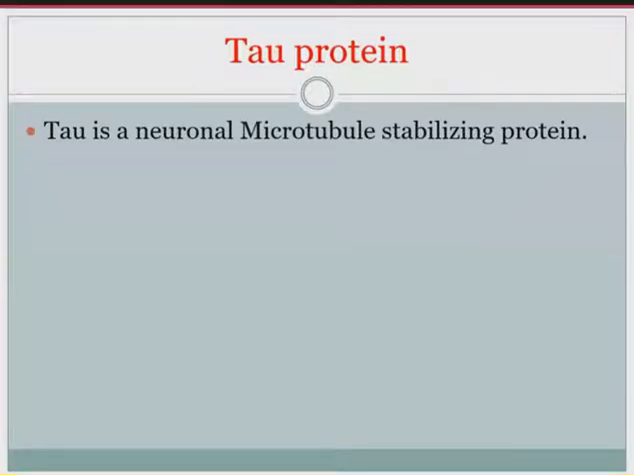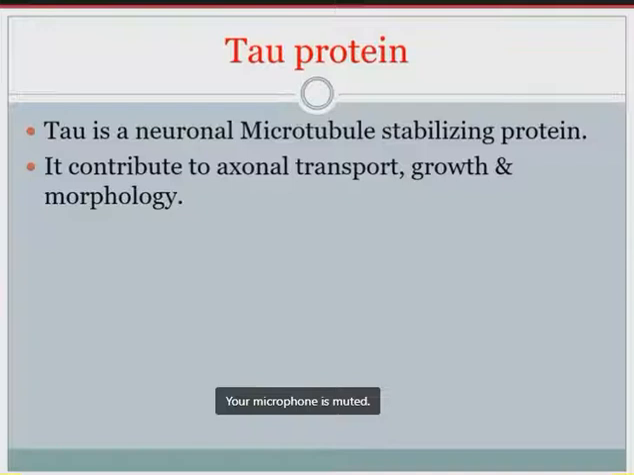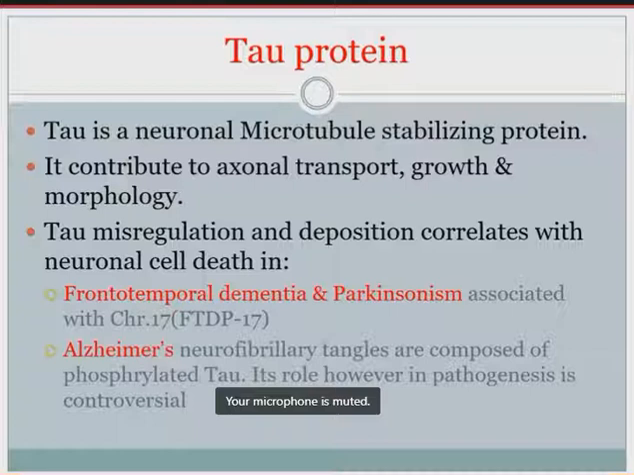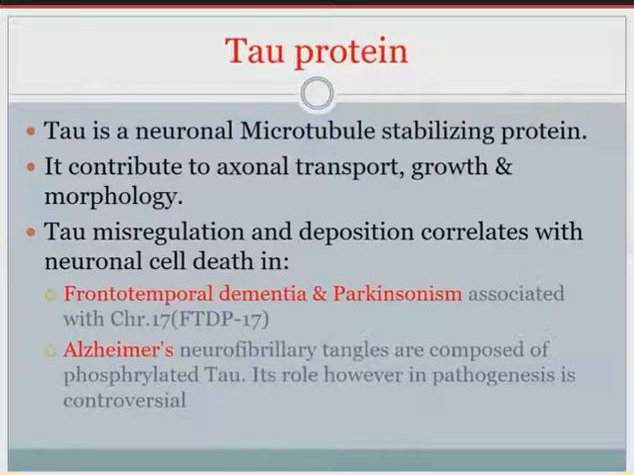So what is tau protein? Tau is a neuronal microtubule stabilizing protein. It contributes to axonal transport, growth, and morphology. Tau misregulation and deposition correlate with neuronal death. Tau protein is not only seen in Alzheimer's disease; you see it in frontotemporal dementia and Parkinsonism as well.